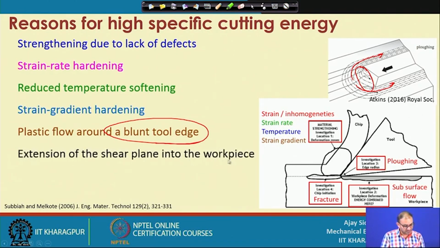And extension of the shear plane into the workpiece. If you consider this particular shear plane, it may get extended inside the workpiece, and because of that you have to pull out a large amount of material when your shear plane angle increases. You have to spend that much energy, and again the force requirement will be very high, and that is also one of the reasons for high specific cutting energy. So, these are a few reasons; there may be many, depending on the materials and defects of the material. If it is an anisotropic material or a homogeneous material, every time you will get different reasons for the increase of the specific cutting energy.